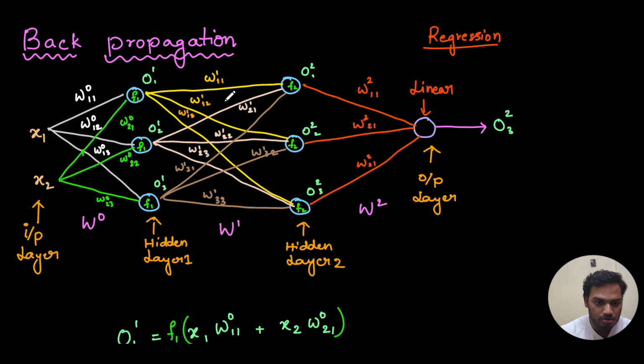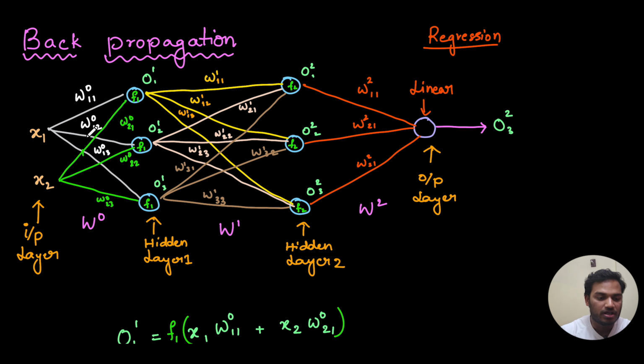And also see this notation. The superscript 0 denotes that the weight is between the input layer and hidden layer 1, whereas superscript 1 denotes that it is between hidden layer 1 and hidden layer 2. Similarly, superscript 2 means it is between hidden layer 2 and the output layer. Whereas in the subscript, the 1 and 1 denote the input node and the node in this layer, so both are 1. That means this one is connected to this one.